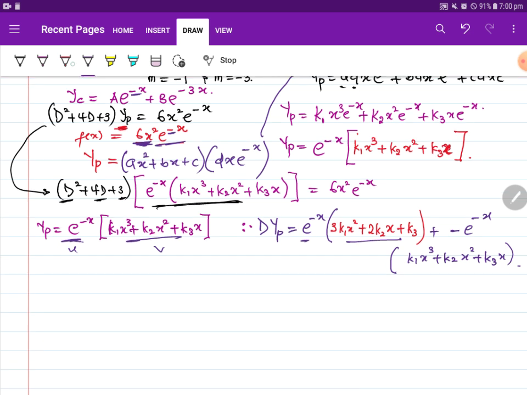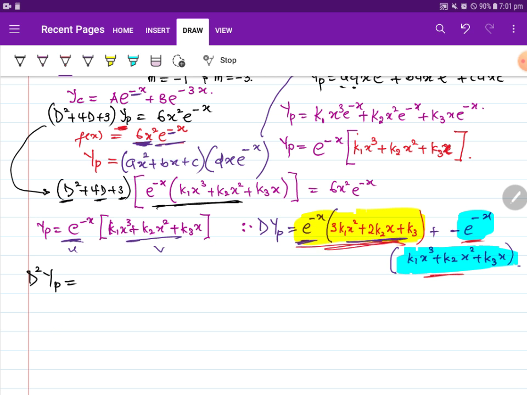Now, what is the second derivative? D squared YP is equal to, I want to differentiate what is there using product rule. Let's pick it two by two. If I pick this first one, product rule, this will be u, and this will be my v. Then after that, I pick this one, another product rule, this will be my u, this will be my dv to get the second derivative.